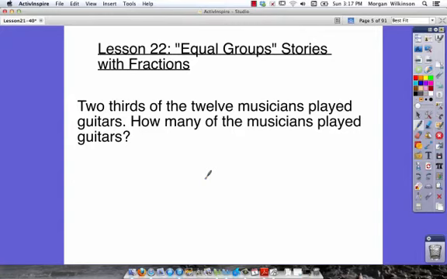Lesson 22 is about equal group stories with fractions. Our first problem says 2/3 of the 12 musicians played guitars. How many of the musicians played guitars?